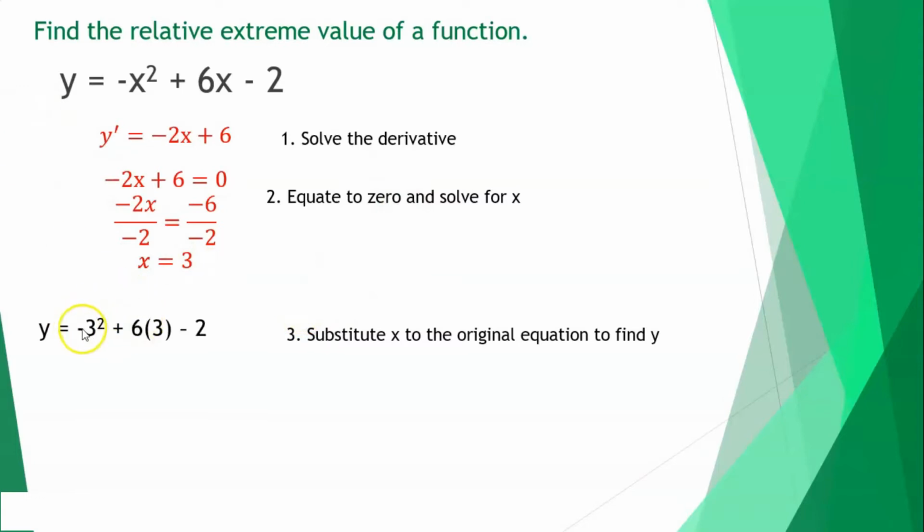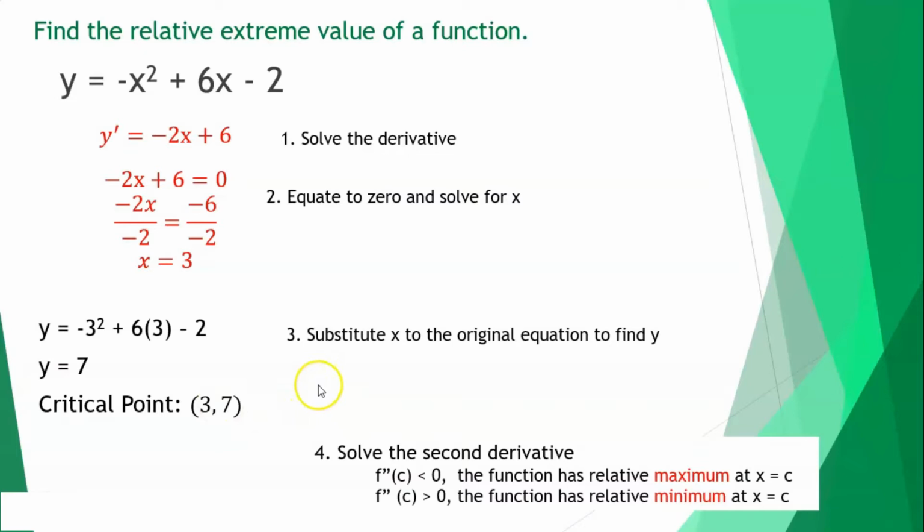Now substitute x into the original equation. So negative 3 squared plus 6 times 3 minus 2. Simplifying, we will get 7. So our critical point is actually (3, 7). Next, solve for the second derivative. Take note, the second derivative of negative 2x plus 6 is negative 2. Since negative 2 is less than 0, therefore (3, 7) has a relative maximum.